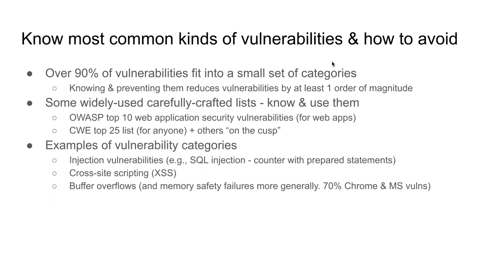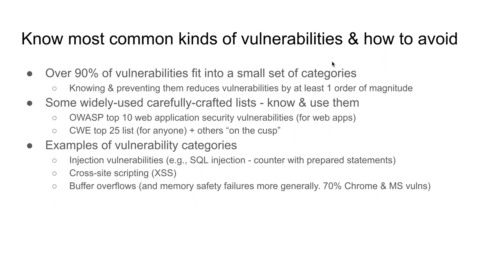I mentioned earlier, you need to know the most common kinds of vulnerabilities and how to avoid them. Depending on how you measure, over 90% or maybe even 99% of vulnerabilities fit into a relatively small set of categories. So if you know about those categories and know how to prevent each one and do that, you can reduce your vulnerabilities by at least an order of magnitude. There are some widely used, carefully crafted lists of common vulnerabilities. You should know them. You should use them. If you're using web applications, a lot of folks use the OWASP Top 10 for web applications. If you're doing anything else, a commonly used list is the CWE Top 25 list.